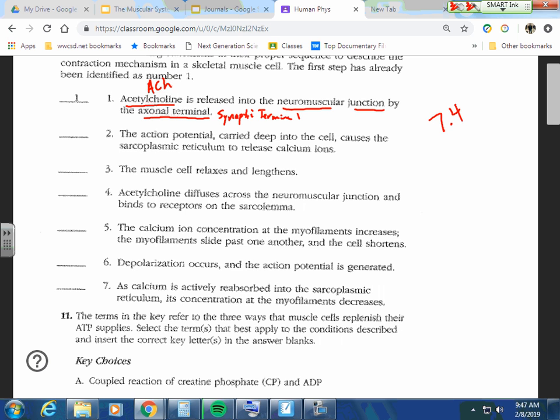Step 2 is going to be number 4. It diffuses across the neuromuscular junction, which I called in the notes the synaptic cleft, this little gap between the neuron and the muscle, and binds to receptors on the sarcolemma. This is really talking about the muscle, or what I call the motor end plate of the muscle. The more I write, the less convinced I am that mine is easier.